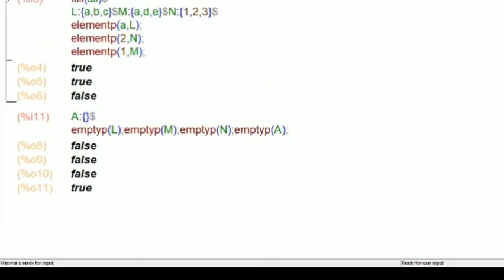See, your L is not empty because it contains A, B, C. M is not empty. N is not empty. But your A is empty. That's why it is displaying true. If it is empty, it displays true.